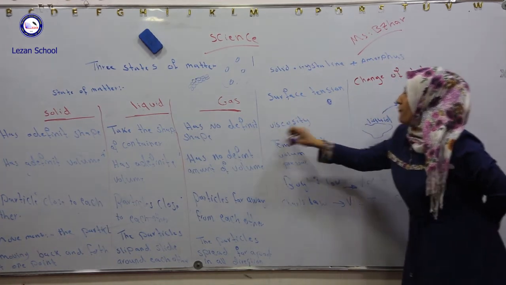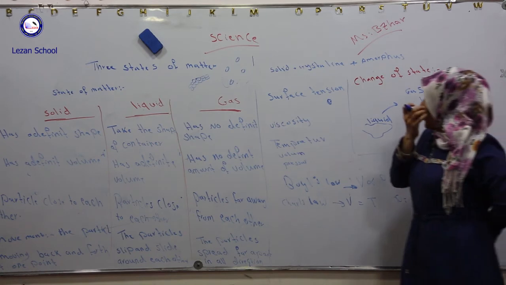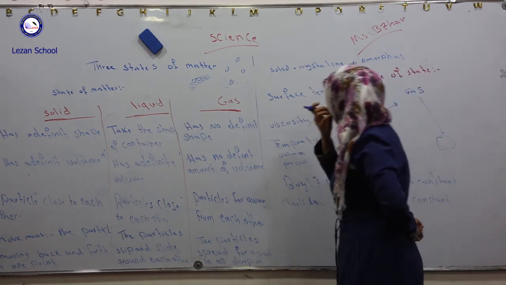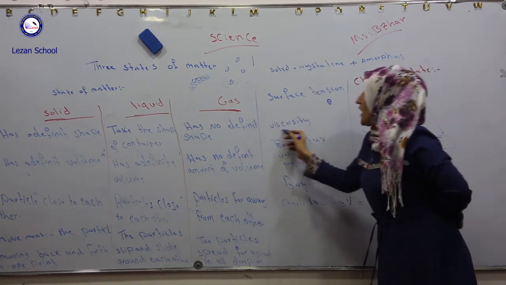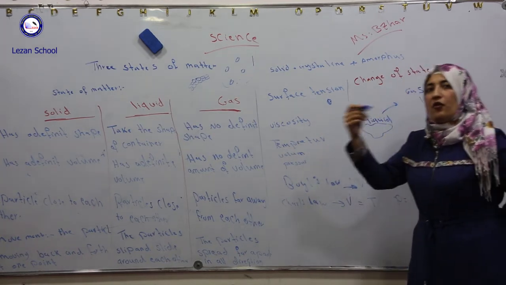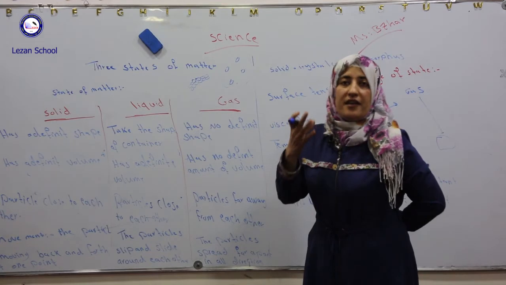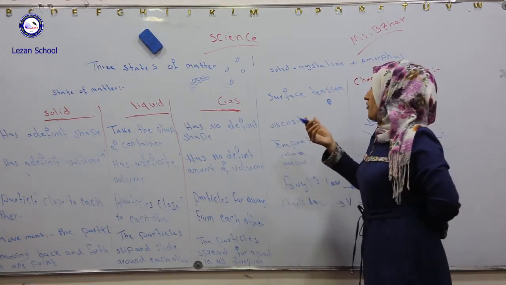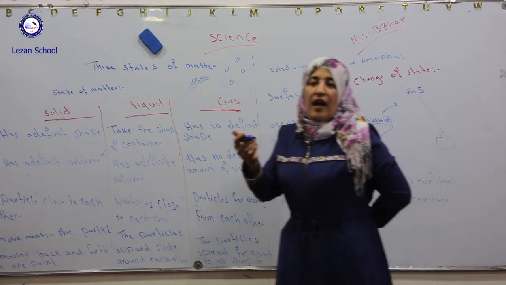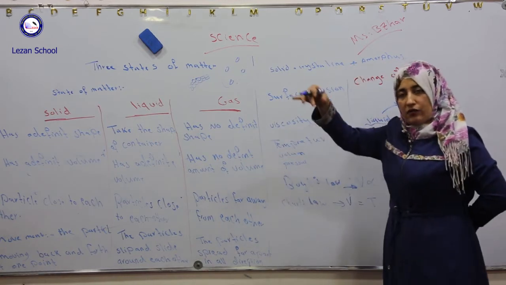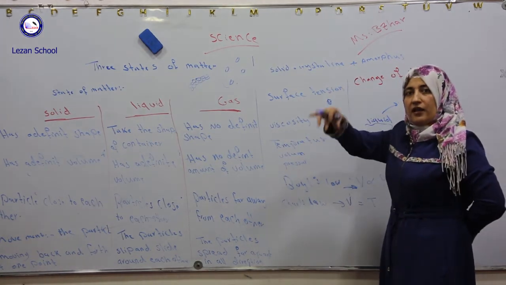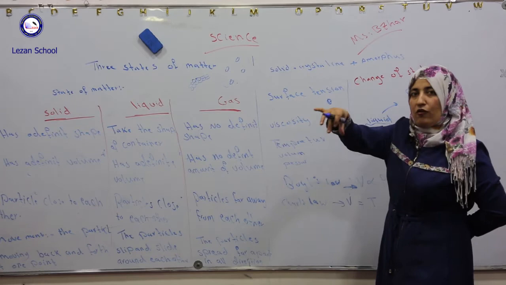So after that, we have viscosity. What is viscosity? It's the resistance of a liquid to flow. For example, honey has a very high viscosity, so it flows slowly. But water has low viscosity, so it flows fast.